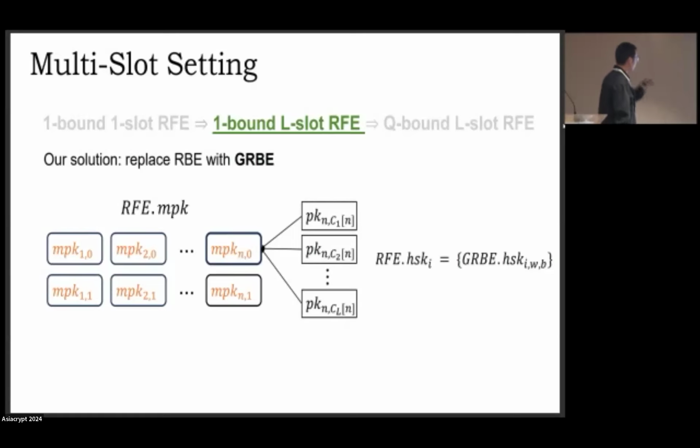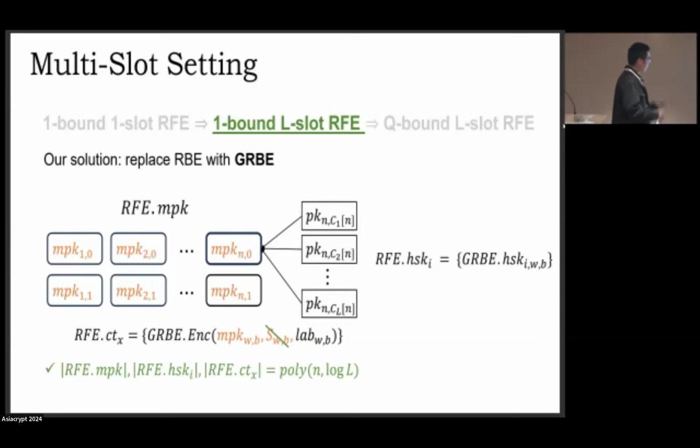Then with this solution, we look back to our RFE construction. Here, even if all L users register their public keys into the same MPK, the size of MPK, HSK, and CT will still be compact.